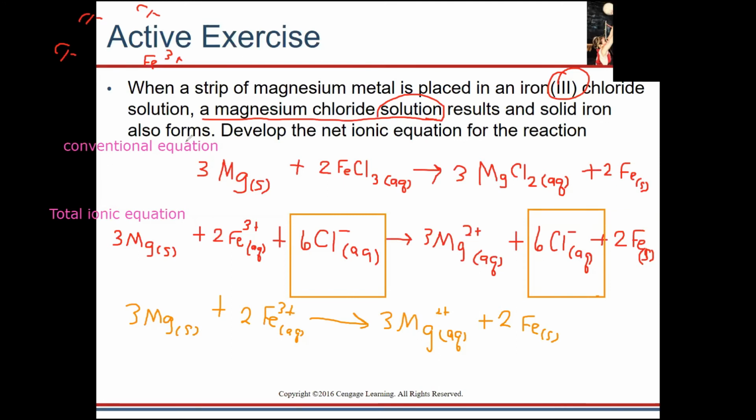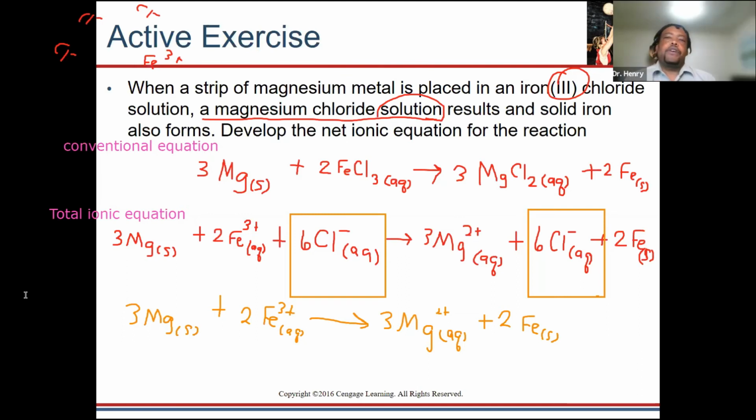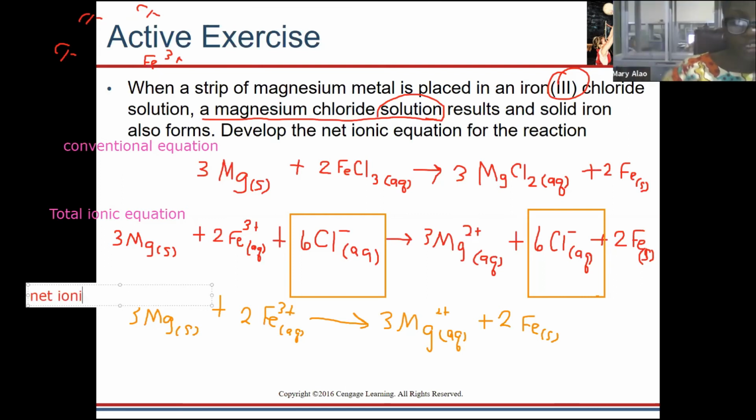Dr. Henry, the last equation that you just wrote, is there a specific name to it? Yes, it's called the net ionic equation. Oh, okay then. Net ionic equation.